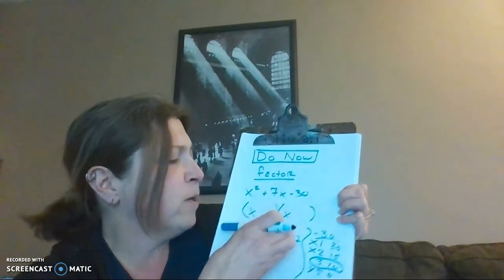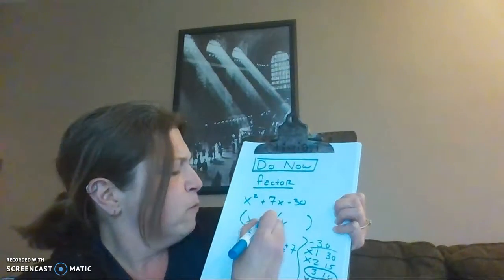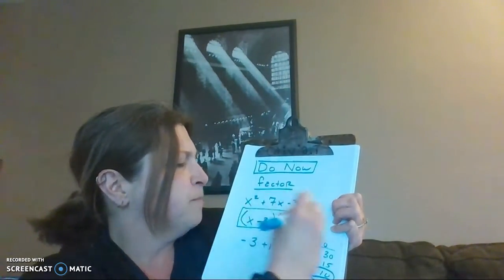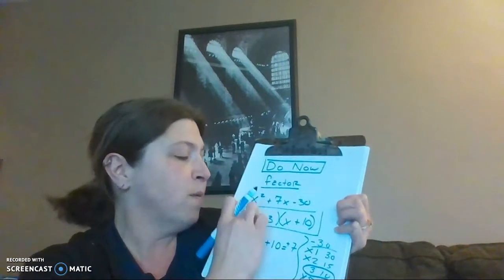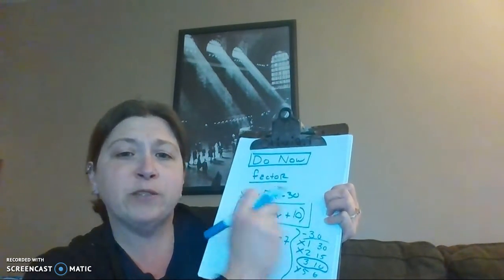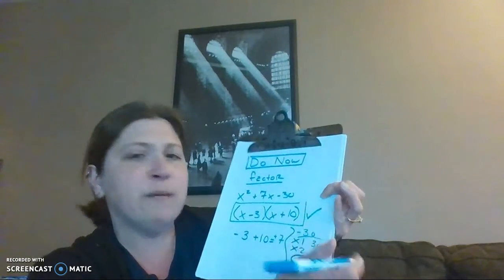So I'm just going to take this negative 3 and positive 10, put them in my parentheses. All right, and we're done. We factored. And if you're not sure if this is right, remember you can always multiply back out to make sure you end up with what you started with. All right, great job on the do now, you guys.